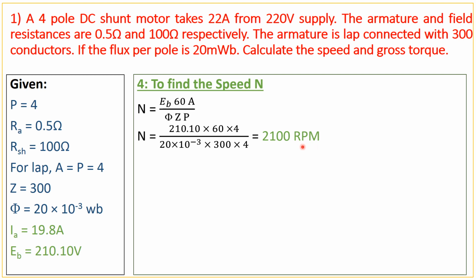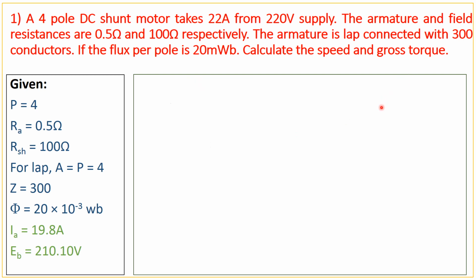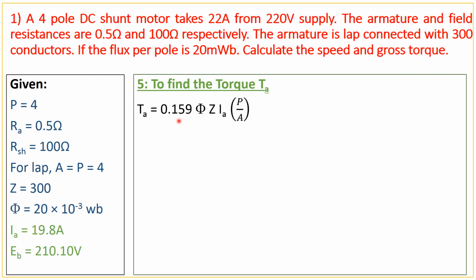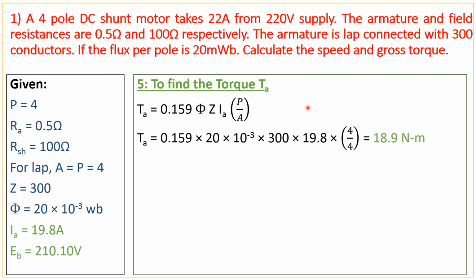Now the final thing is to find the torque. To find the torque, TA is equal to 0.159 phi Z IA P by A. So phi is again 20 milliweber, Z is 300, IA is 19.8, P is 4 and A is equal to P, which is also again 4. Directly substituting in the formula, you will get the answer as 18.9 Newton meter. So torque is in Newton meter.